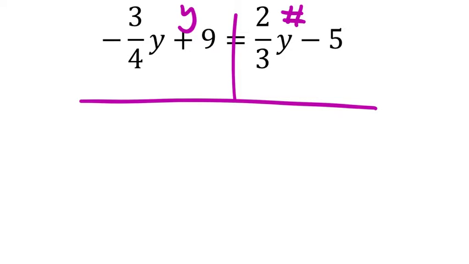So I'd say, look, here's my term, negative 3/4 y. It's on the correct side with the y's. But I got plus 9. It doesn't have a y. It's not a y term, so it has to zero out. So how do I zero out a plus 9? Subtract 9. But if you do it to one side, you should do it to the other side.